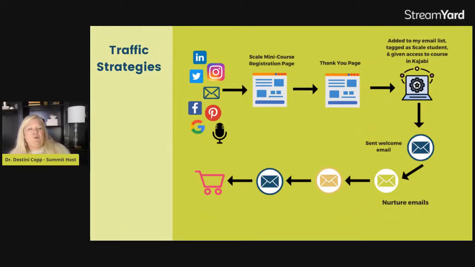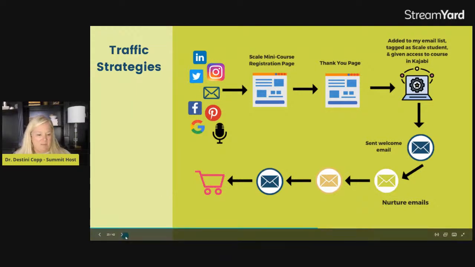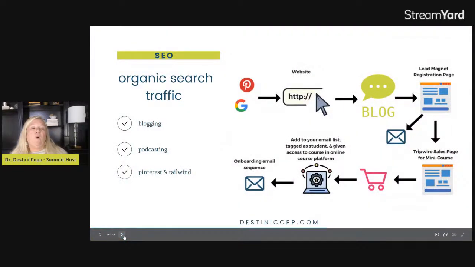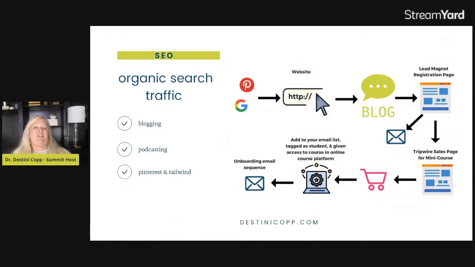So when you are thinking about traffic strategies and looking at your funnel, basically, how do people find out about whatever you're promoting? In this case, I have my Scale mini course registration page in this picture here. But how do people find out that I even have this to offer to them? So let's talk about some of the ways. So one is SEO, which is basically your organic search traffic.